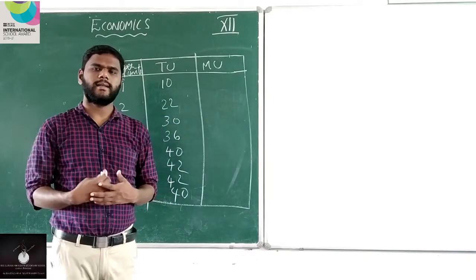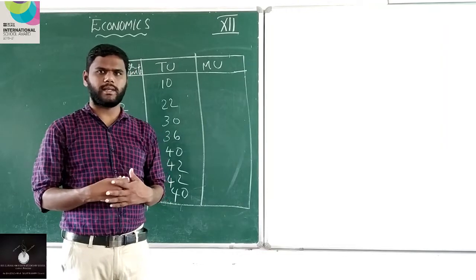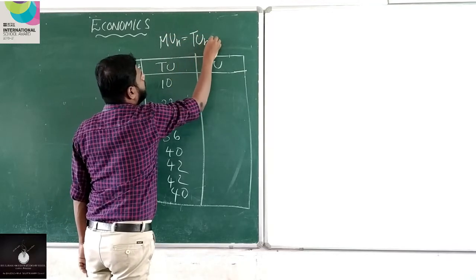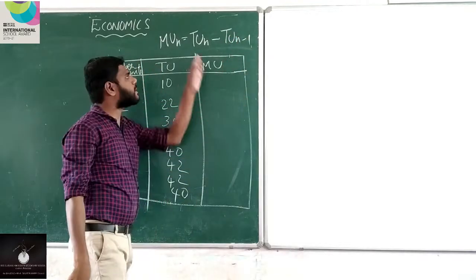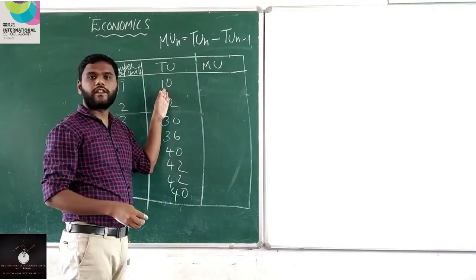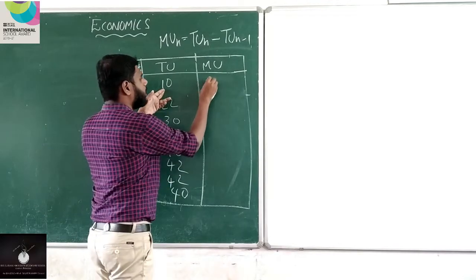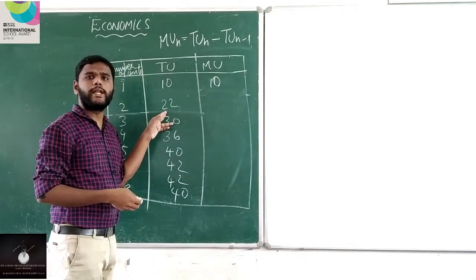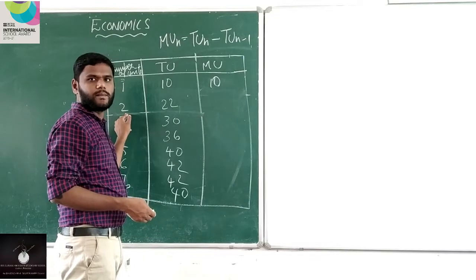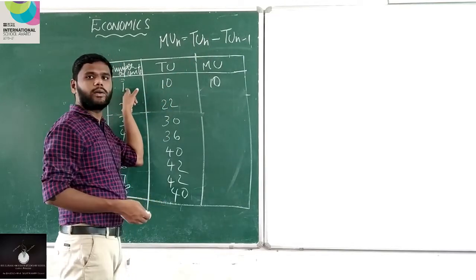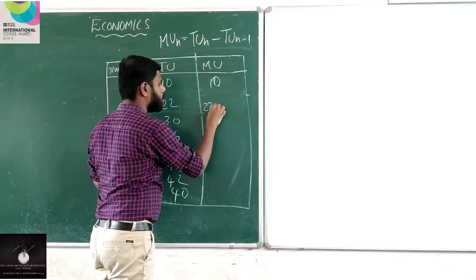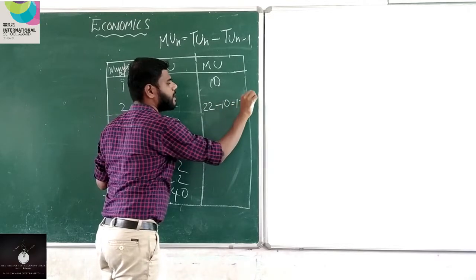Already we discussed how to find marginal utility and total utility. MUn is equal to TUn minus TUn minus 1. Based on this equation, we have to find the marginal utility. For example, the total utility of the first unit of consumption is 10, so the marginal utility is 10. Next, TUn means the second consumption, so TUn minus 1 is 2 minus 1, which is 1. So TU2 is 22, and 22 minus 10 gives a marginal utility of 12.